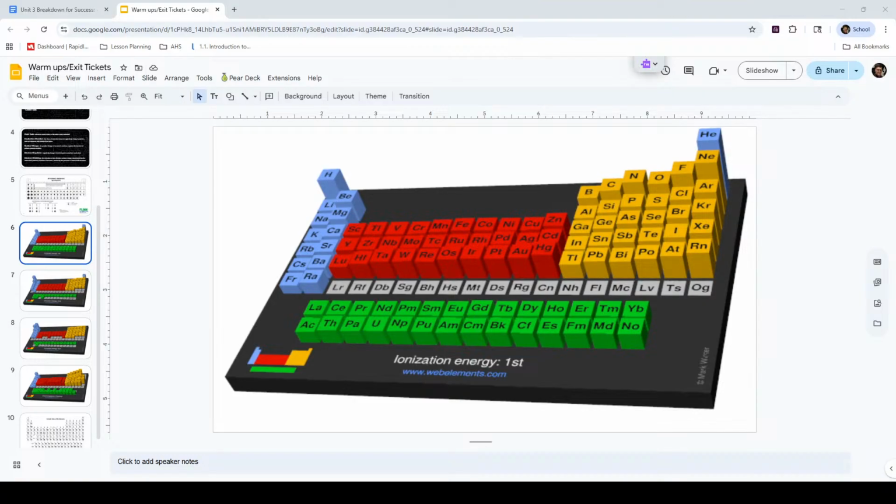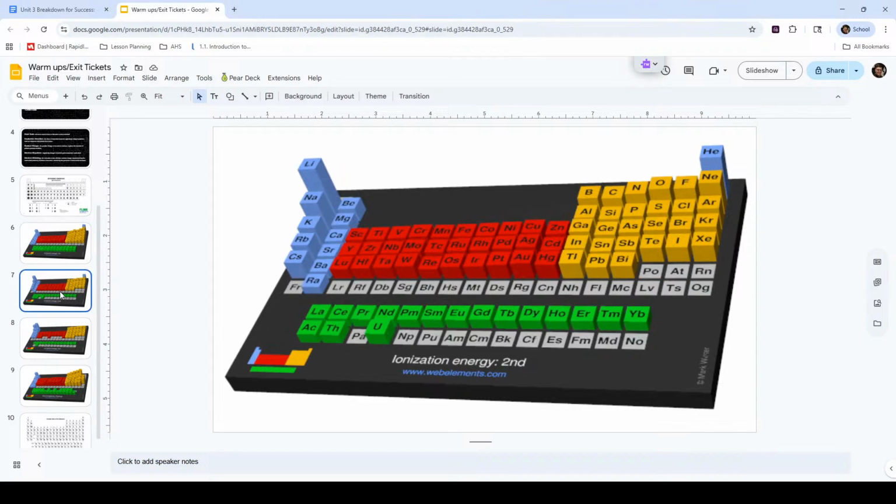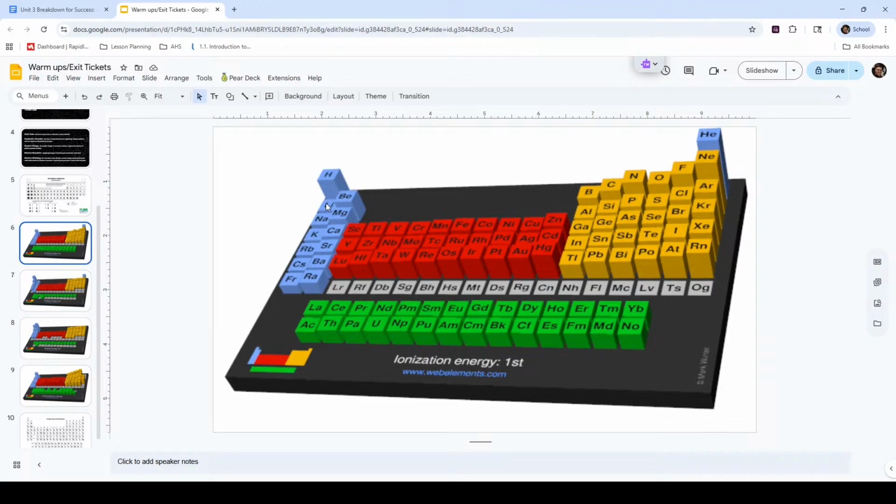So this is the first ionization energy, which is the energy required to remove one electron. If I look at the next slide, second ionization energy, this is the energy required to remove the second electron. So notice what happened. These are my alkali metals. They're the most reactive. They really want to get rid of an electron.